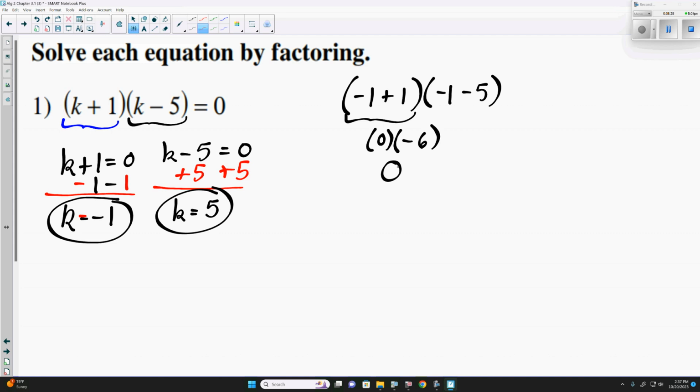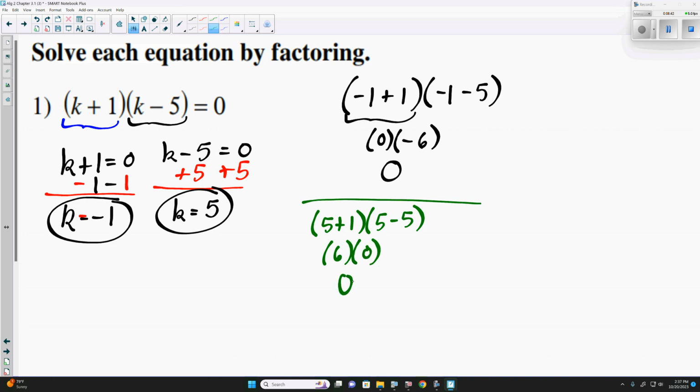And 0 times negative 6 is 0. We can do the same thing with 5. So we'll say 5 plus 1 times 5 minus 5. 5 plus 1 is 6. 5 minus 5 is 0.